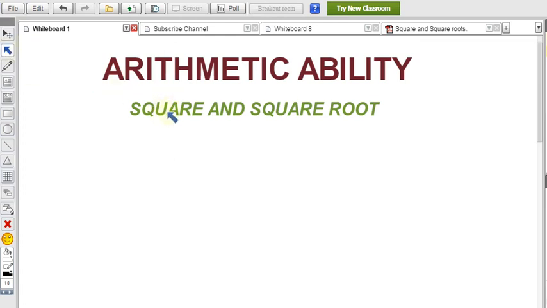In arithmetic ability, the topic is square and square root. Hi friends, in this topic I'll explain the complete information related to square and square roots. This will be helpful for you in any competitive exams.